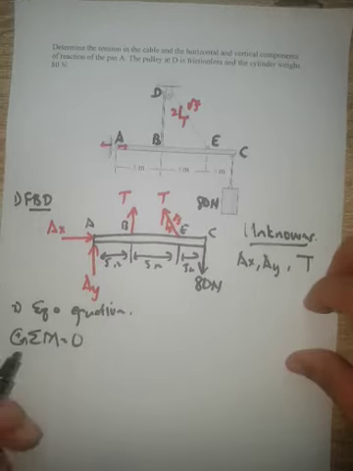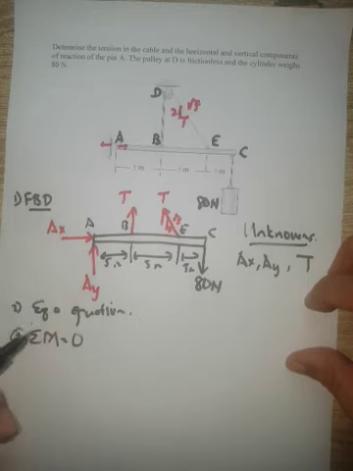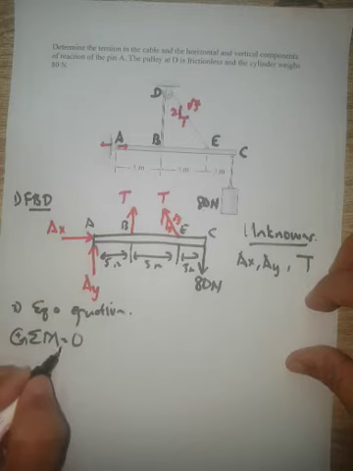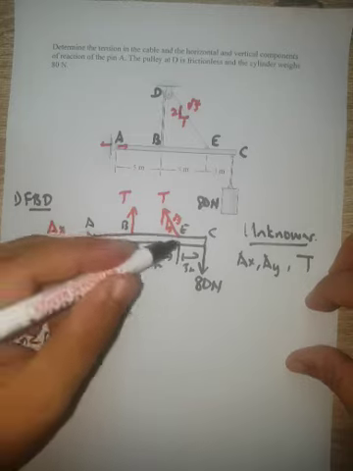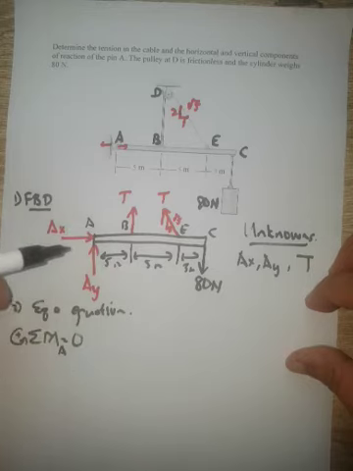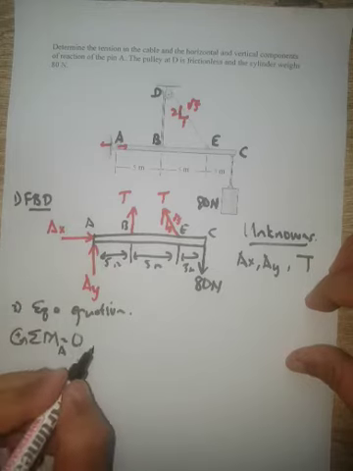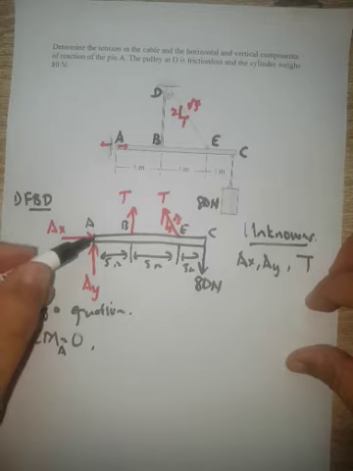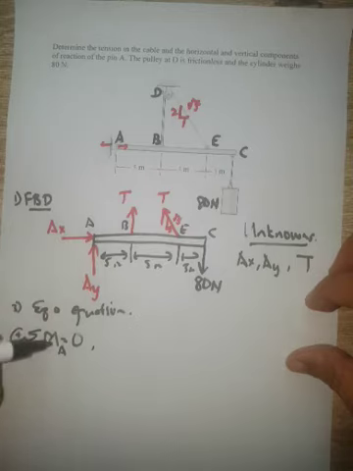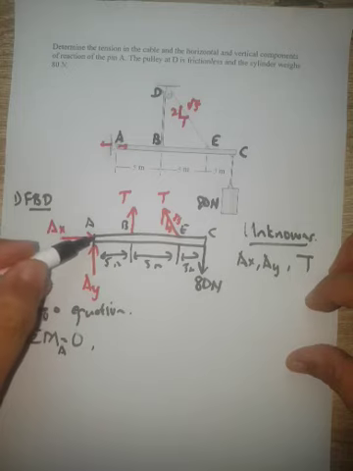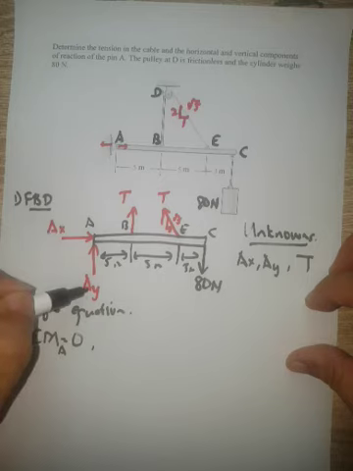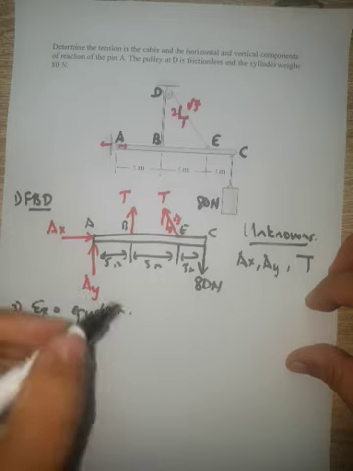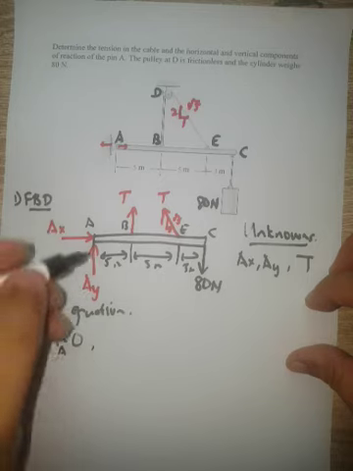So the first question is, where is the position to take the moment? We can take it first at joint A. Actually we can pick the moment at any point here, at A, B, E, or C, but the wisest position is joint A, because if we take the moment at point A, we are going to eliminate AX and AY here, and directly we can solve the value of T.